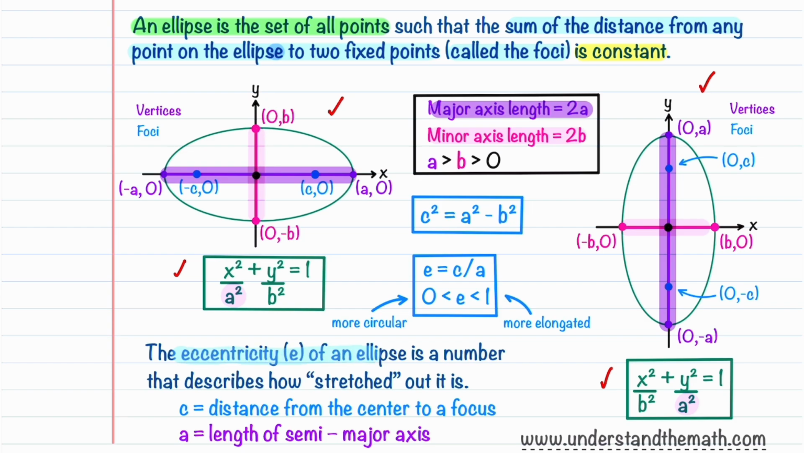The eccentricity of an ellipse is just a number that describes how stretched out it is. e is equal to c divided by a, where c is the distance from the center to a focus, and then a is just the length of what we call the semi-major axis. It's just half of the major axis. If e is closer to 0 than it is to 1, the ellipse is more circular, and if e is closer to 1, the ellipse is more elongated. So knowing the eccentricity really helps you understand the shape of the ellipse better.